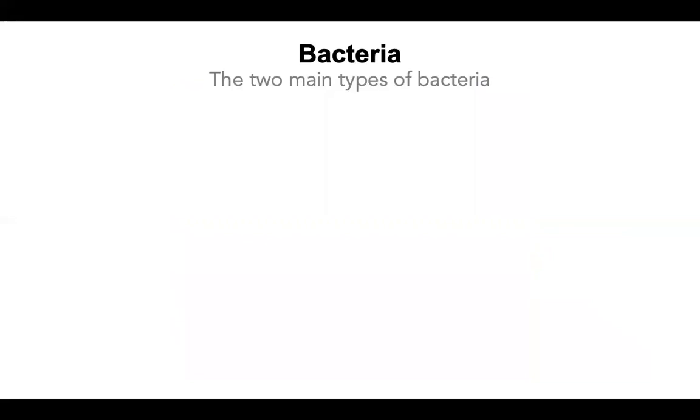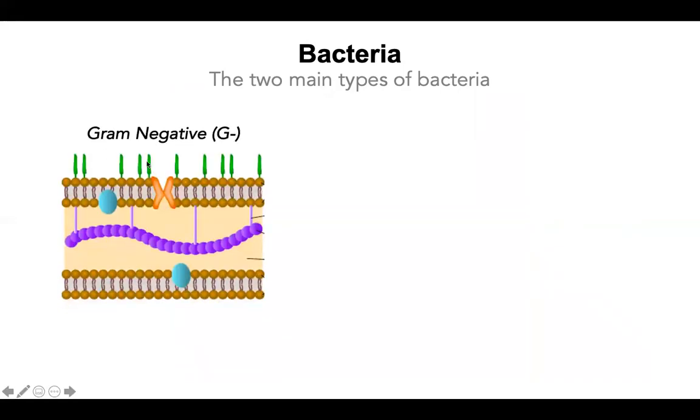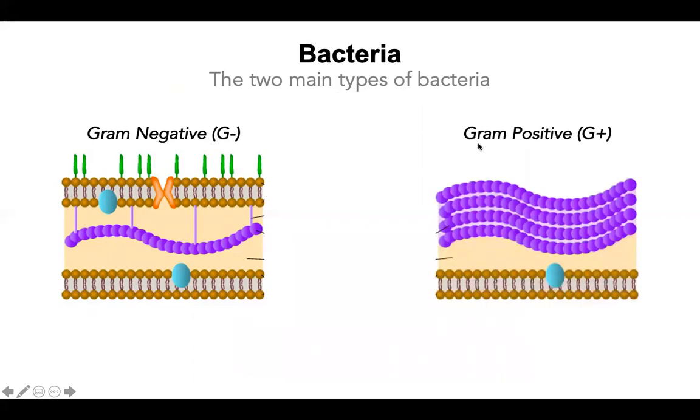Now, when we talk about bacteria, there are really two main types of bacteria, and we define these two types of bacteria based on a Gram stain technique. What the Gram stain technique does is it adds a dye, and that dye will get absorbed within the bacterial cell walls. When only a little bit of that dye gets absorbed, we call it Gram negative. And when a whole bunch gets absorbed, we call that Gram positive.